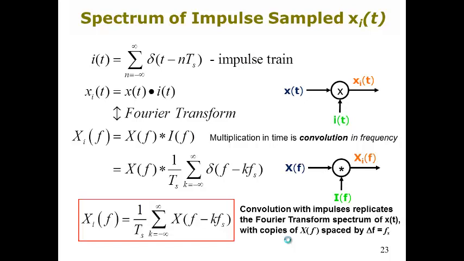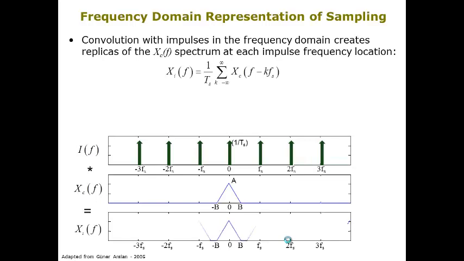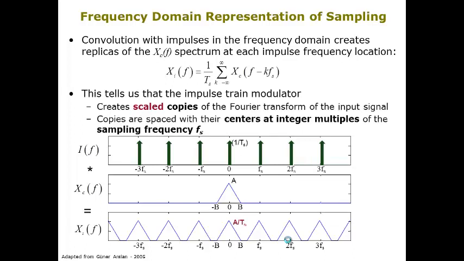I convolve those two, and I get a bunch of copies of the X of f repeated every place there is a delta function. That gives me X of f minus k F sub S, all of them, summed over k, weighted by 1 over T sub S. So that's this picture. We take this guy, replicate it everywhere there's a delta function, and scale its height, not by A anymore, but by A over T sub S now. We get those scaled copies.